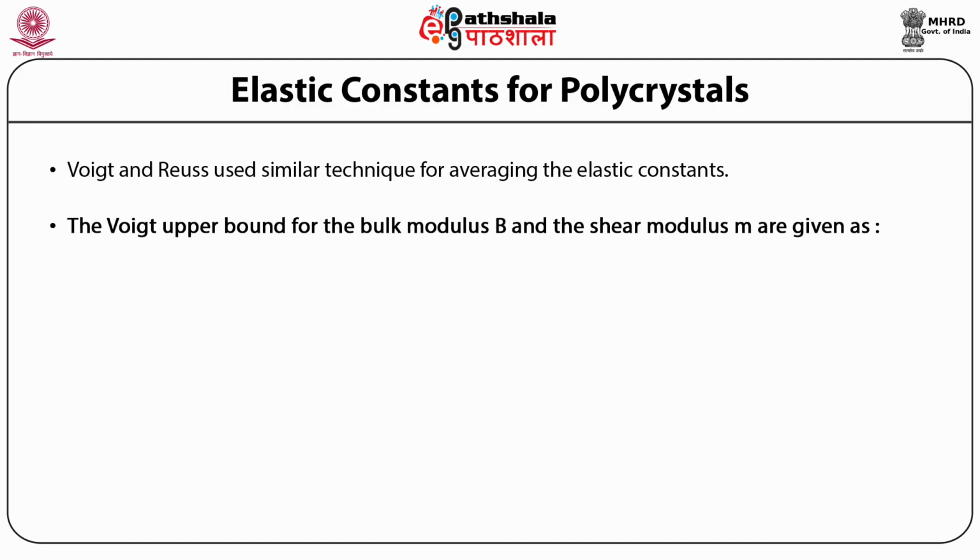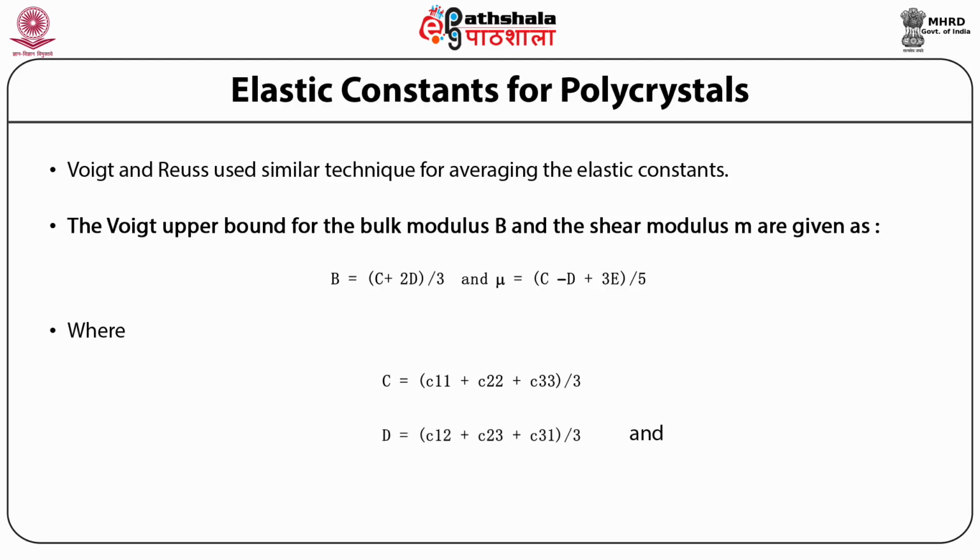The Voigt upper bound for the bulk modulus B and the shear modulus mu are given as B equal to C plus 2D by 3 and mu equal to C minus D plus 3E by 5, where C equal to C11 plus C22 plus C33 by 3, D equal to C12 plus C23 plus C31 by 3, and E equal to C44 plus C55 plus C66 by 3.